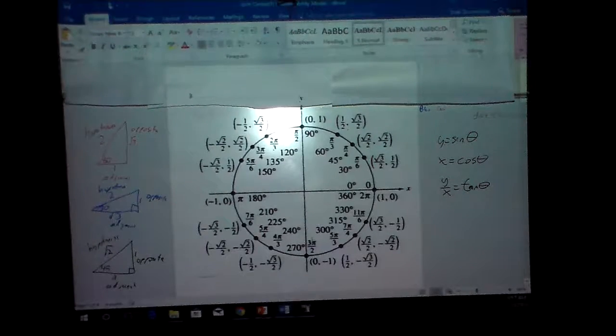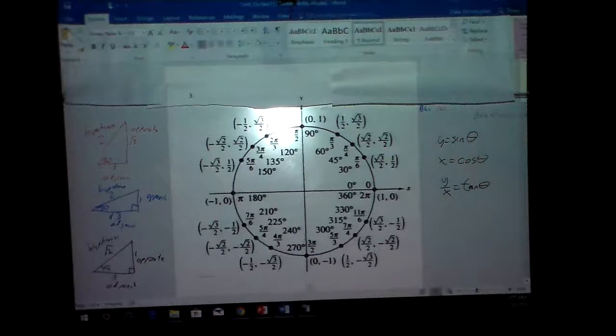Negative 1/2. All right, for the sine of 7 pi over 6. 7 pi over 6 is right here, and the sine value is y, so it will be that negative 1/2. Just negative 1/2 right there.